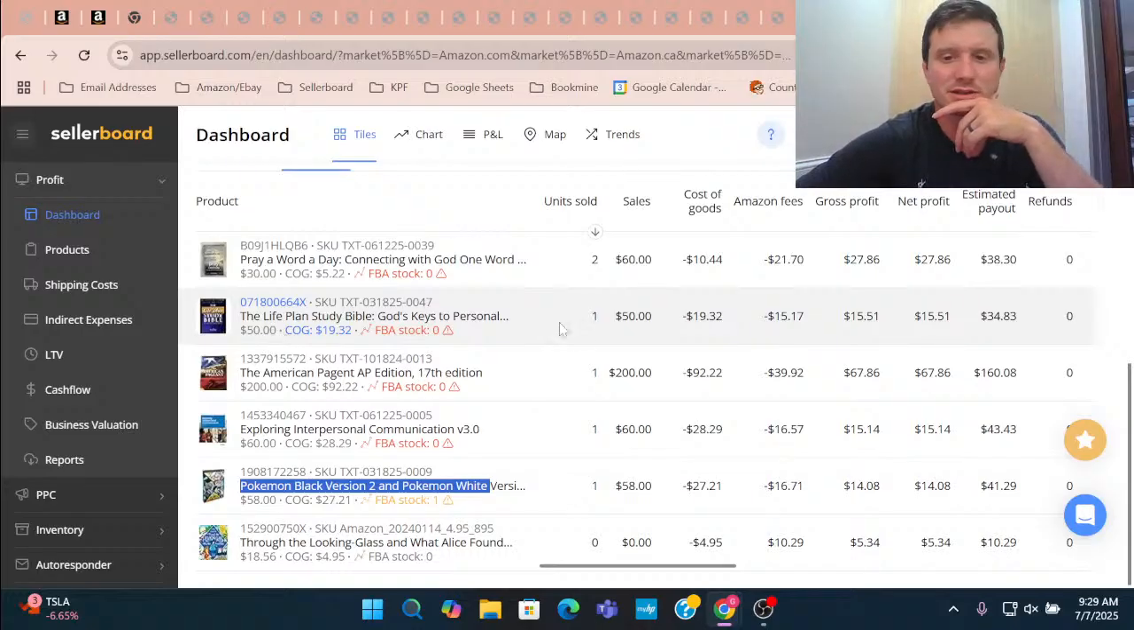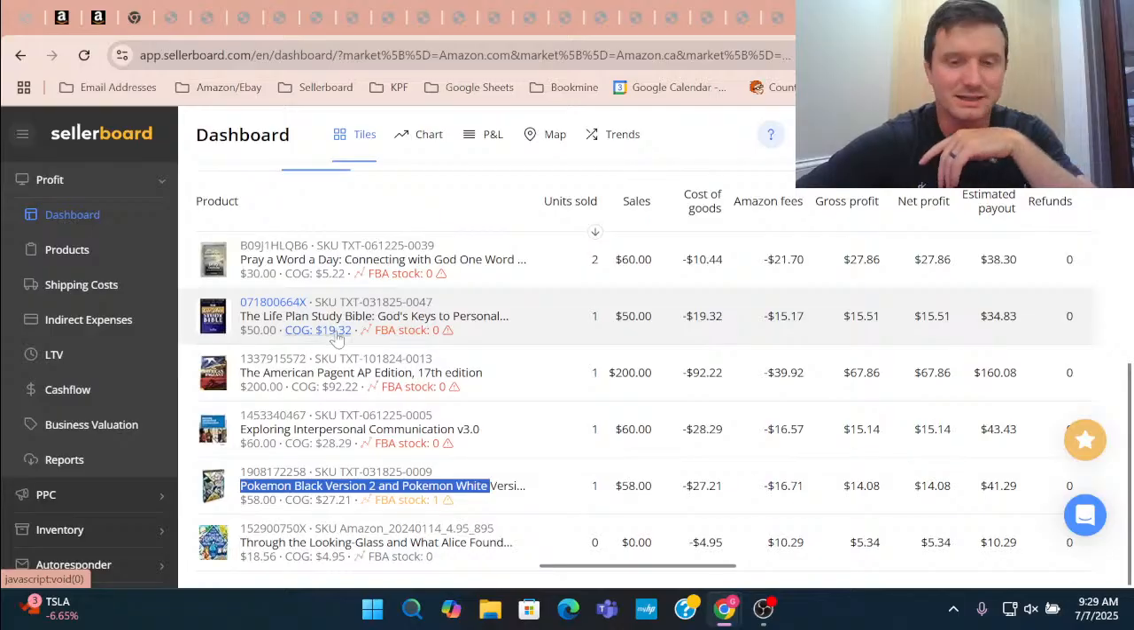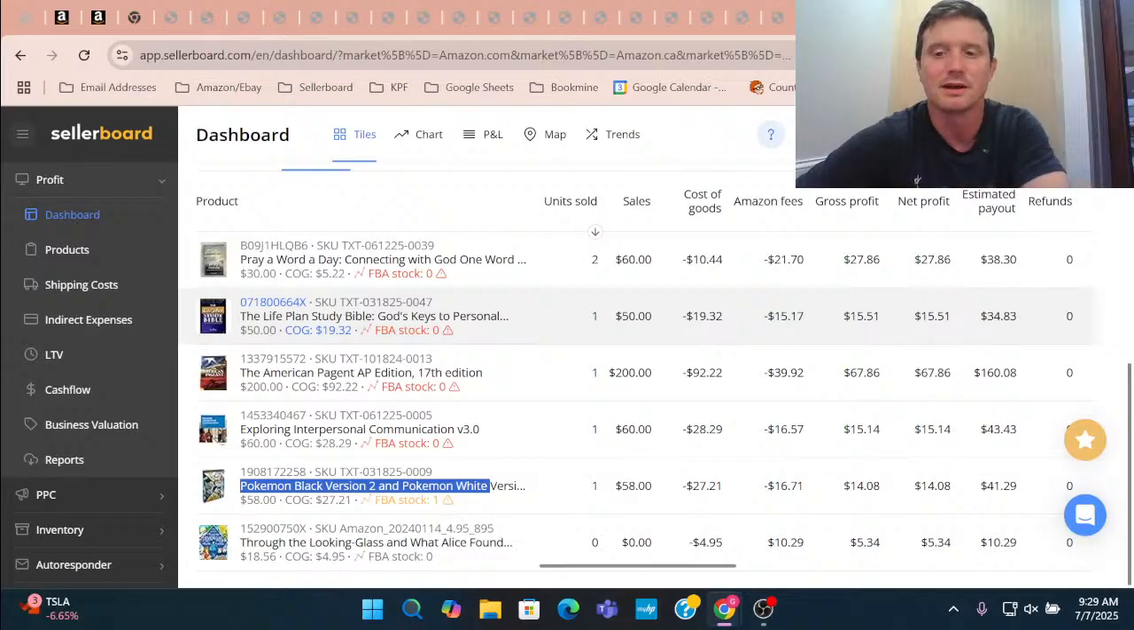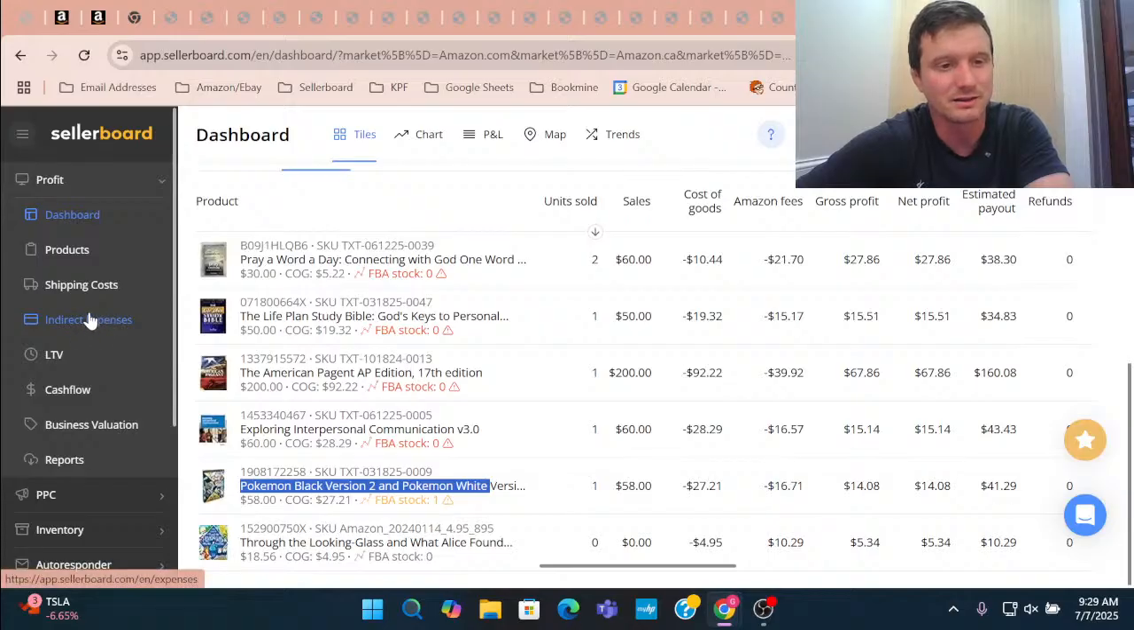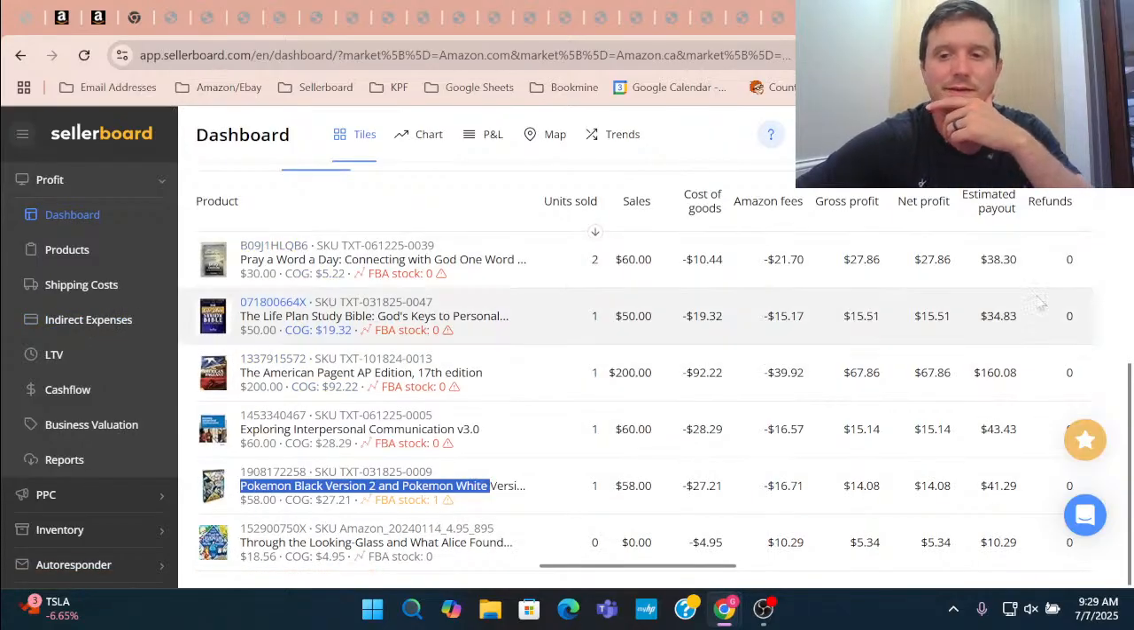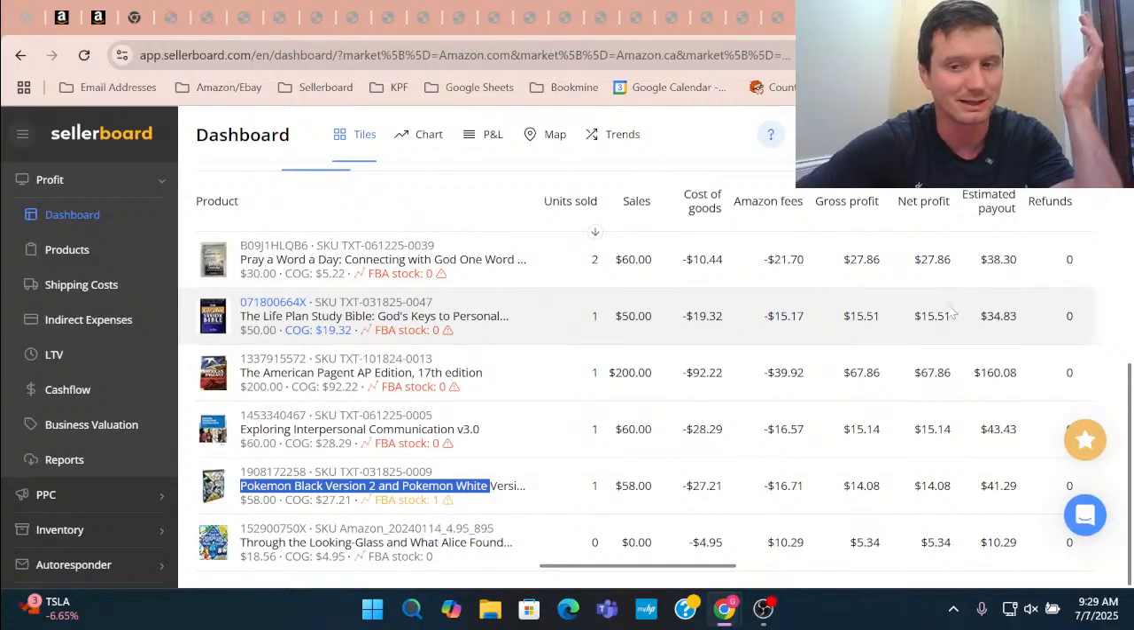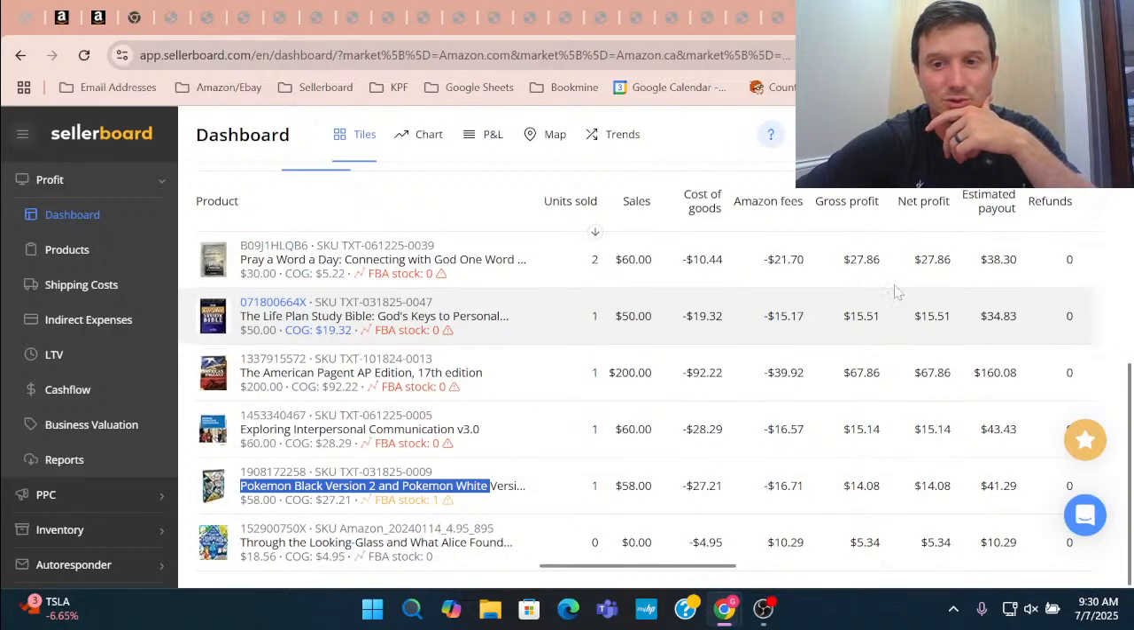And then the Life Plan Study Bible, bought it, COGS was 19.32, sold for 50. Amazon fees are 15.17, and I'm profiting about 15.51. Estimated payout 34.83. And just so you know, this 15.51 isn't including my prep center fee. My prep center charges me every week or 2 weeks, depending on how fast they're shipping out stuff, and I'll come in here and add the expense right here whenever they do that. So this doesn't include that. So technically it's less. Net profit is going to be less than that. That would be the difference between the gross profit and net profit.